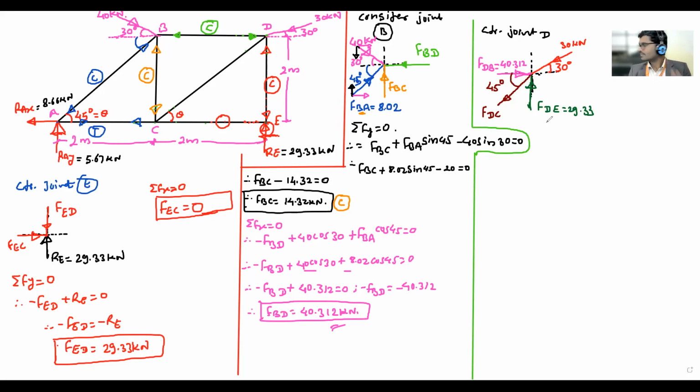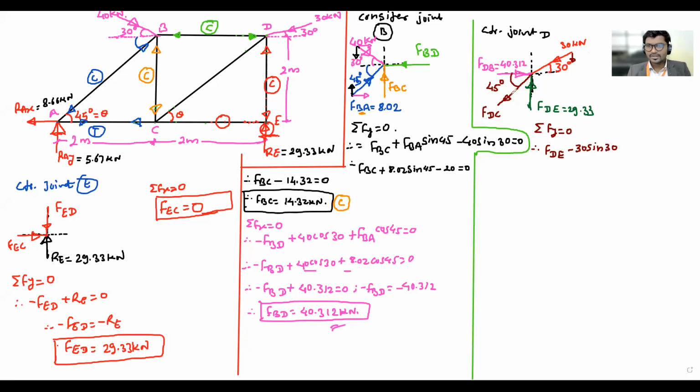Done up to this? Okay, so now consider summation of forces along the y axis equals to 0. Therefore start from the DE, positive or negative? Positive. So I would like to write the DE as positive. Then what about the component of this 30? Minus 30 sin 30.